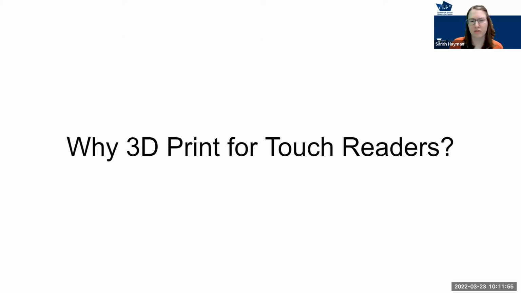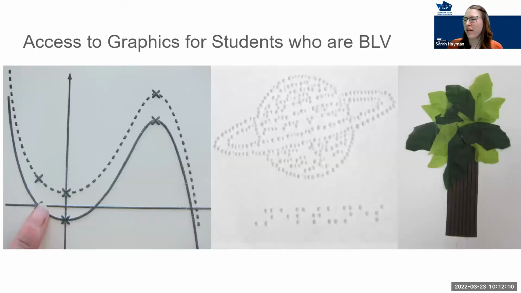Why 3D printing for touch readers? Graphics are a common part of education. So there are a variety of ways in which a graphic can be conveyed to a student who is blind or has low vision. Descriptions of graphics is always useful, but it's not enough on its own if the graphic illustrates a new concept or it has some spatial aspects that are important. So tactile graphics, also called raised line drawings, are the most common strategy for touch access to graphics in textbooks.